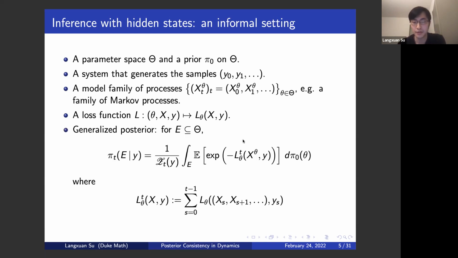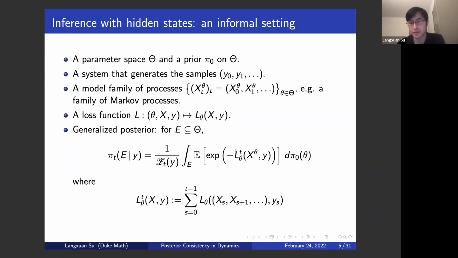This is given by the following, just as I mentioned in the previous slide. For any subset of the parameter space, you first integrate the exponential of your negative loss function with respect to the prior distribution. Here you take the expectation with respect to the hidden states, and then you integrate the parameters with respect to your prior distribution. You also divide by a normalizing constant. So here you obtain your generalized posterior. And again, if you pick the loss to be the negative log likelihood, then you recover your usual posterior distribution.